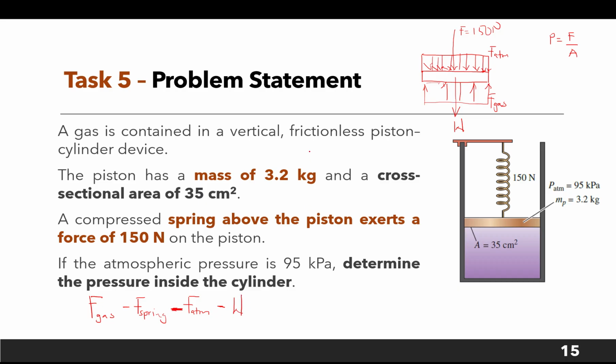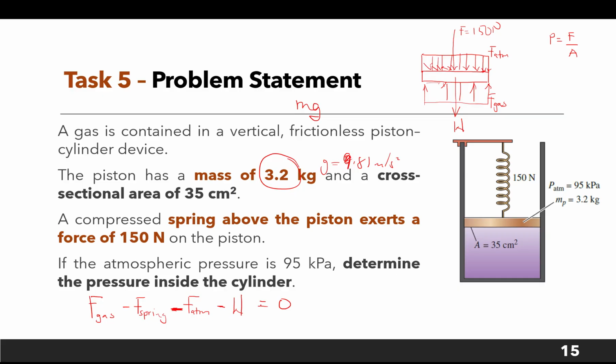And you know weight is what? mg. So that's where we have the mass coming in, and then g is simply the acceleration due to gravity, 9.81 meters per second squared. So we have this. So now we equate this to 0 because this is the force balance.